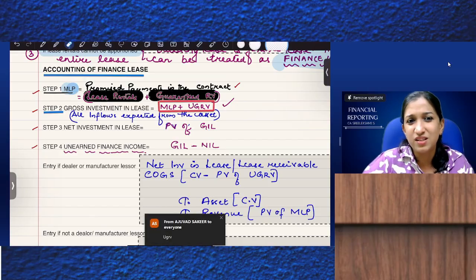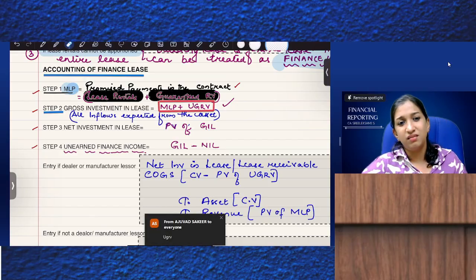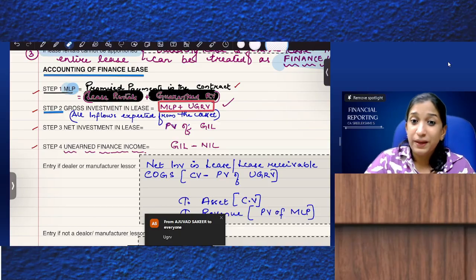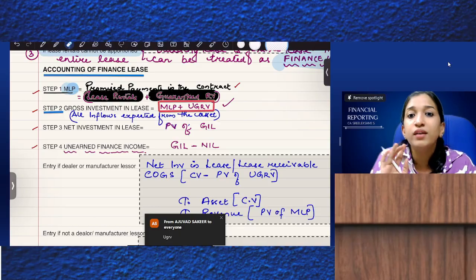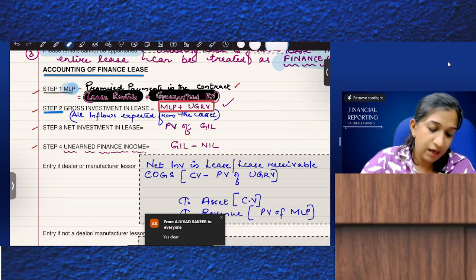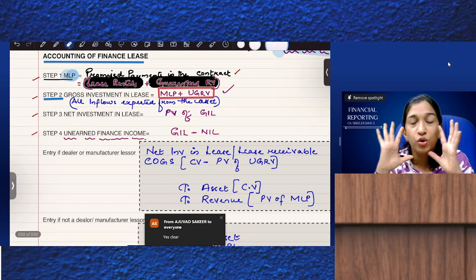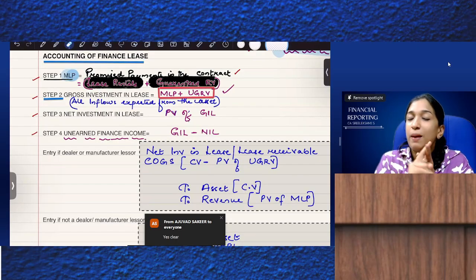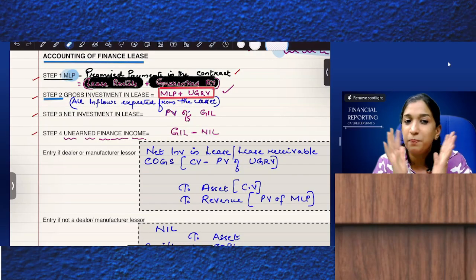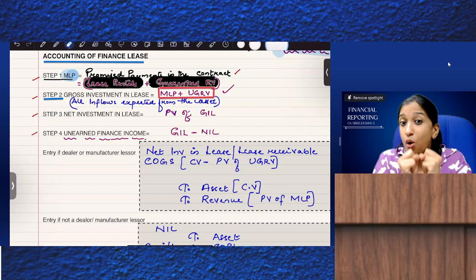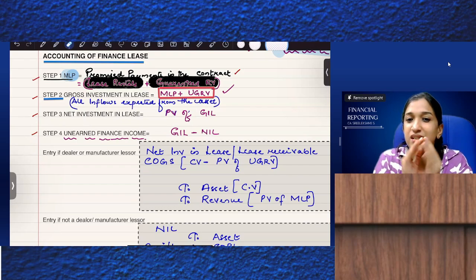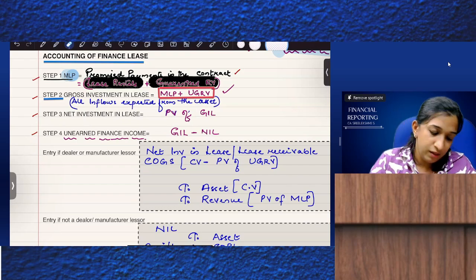Should I explain once more? UGRV: if I expect any other inflow which is not guaranteed, it is unguaranteed residual value. Now, gross investment means gross inflows from the asset. Gross inflows from the asset is equal to MLP plus UGRV. All inflows expected from the asset is MLP plus UGRV.